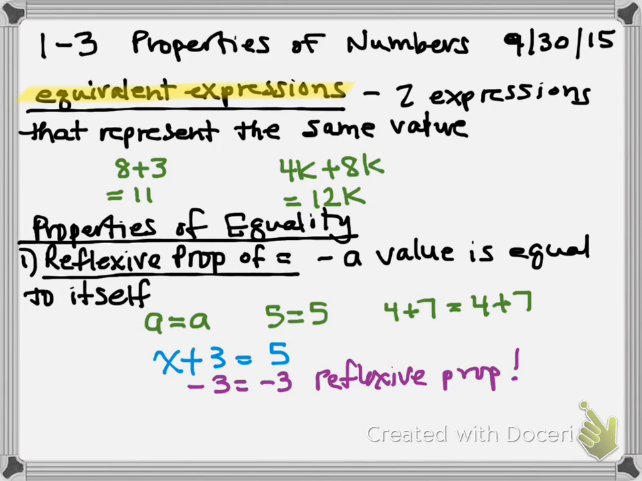All right. I'm going to go to the next screen because I wrote too large. Second property of equality is called the symmetric property of equality.